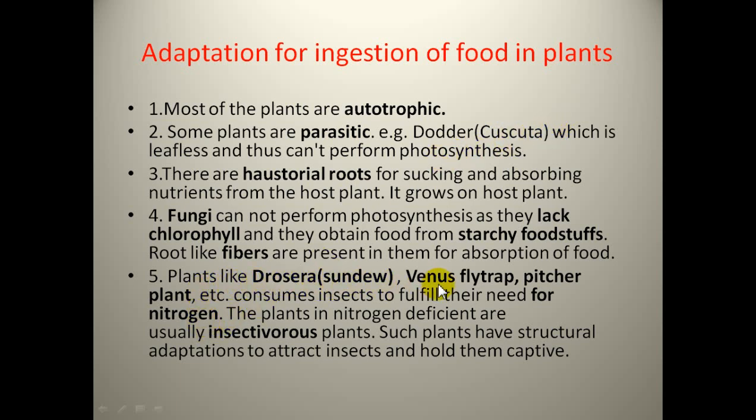So plants like Drosera and Venus flytrap are all known as insectivorous plants because insects usually sit on these plants and the flowers trap those insects for their nutrients. Such plants have a structural adaptation to attract insects and hold them captive. They have a fluid jelly on their flower petals so that the insects stick to the petals and they can easily trap those insects.